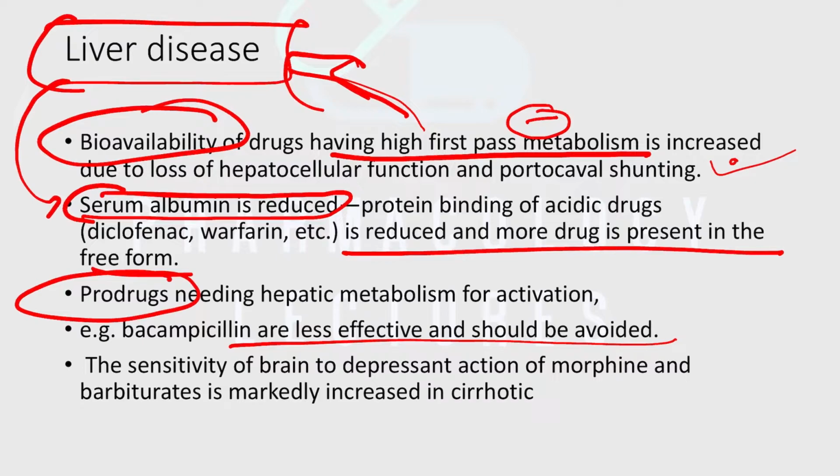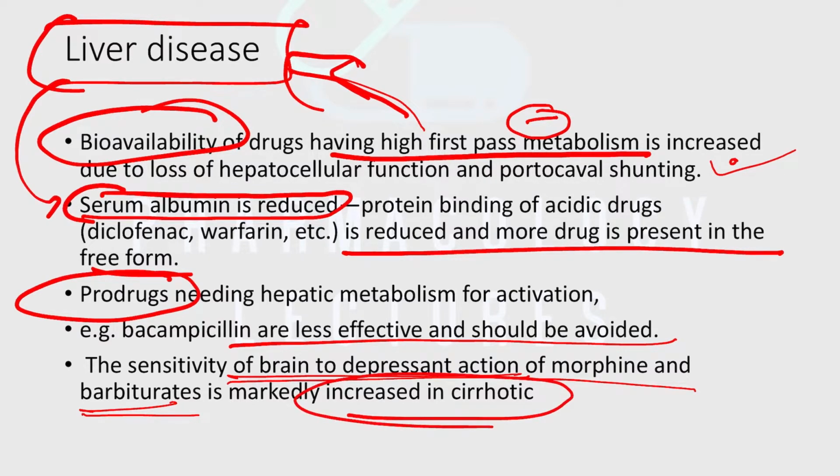If the liver is not well, there are chances that some drugs produce higher side effects. For example, drugs like morphine and barbiturates produce more brain depression, or CNS depression, if the patient already has some liver pathology like cirrhosis. So liver disease is very important for drug response.